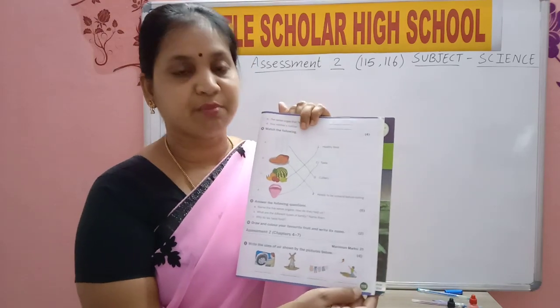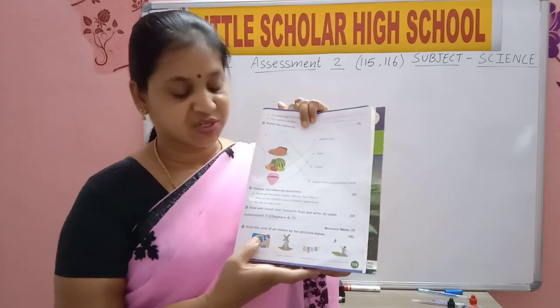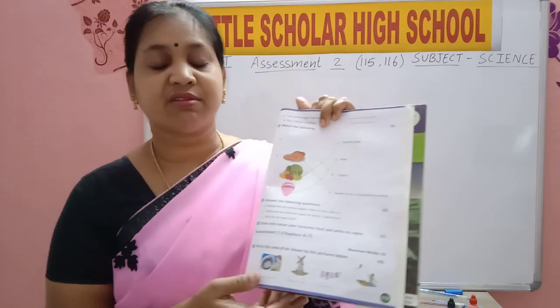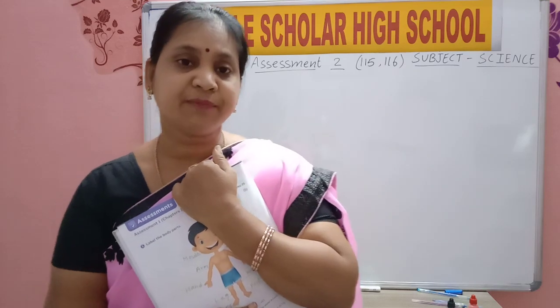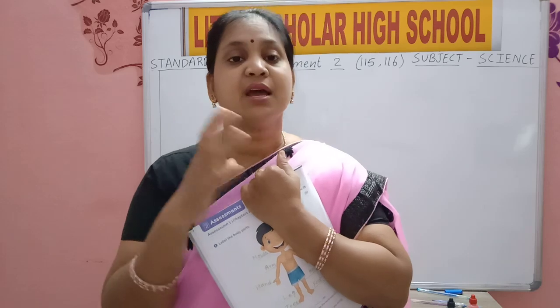Assessment 2, page number 115. Shall I read the first question? Write the uses of air shown by the pictures below. We have learned the uses of air in our previous lesson. Tell me why we need air. We need air to breathe. Animals also need air to breathe, and also to fly kites and to fill air in a balloon.